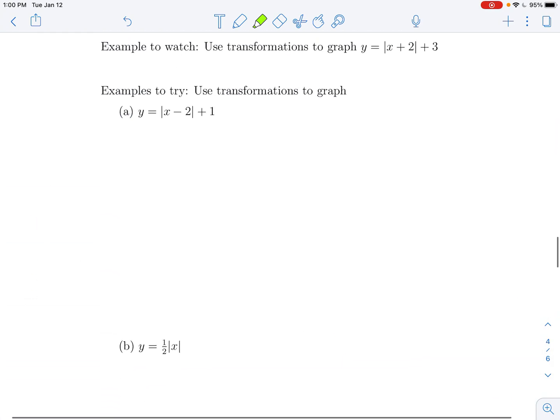So take a moment and try these. Try graphing y equals the absolute value of x minus 2 plus 1, and try graphing y equals 1/2 of the absolute value of x. If you think you can do this all at once rather than in steps, give that a try. So hit pause and actually try these.